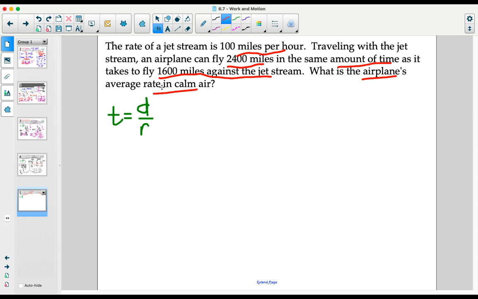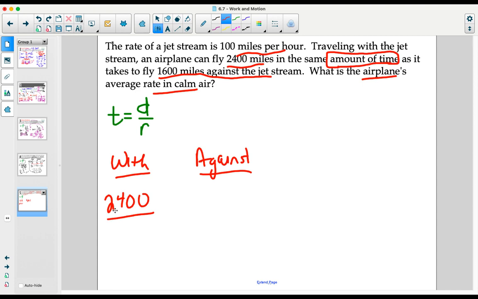So we have two different parts of this trip. You have the part of the trip that goes with the jet stream, and you have the part of the trip that goes against the jet stream. And those are going to be the two things that we consider together, against each other, because they're expected to take the same amount of time. So with the jet stream, we're traveling 2,400 miles. Against the jet stream, we're traveling 1,600 miles. That's our D in our distance.